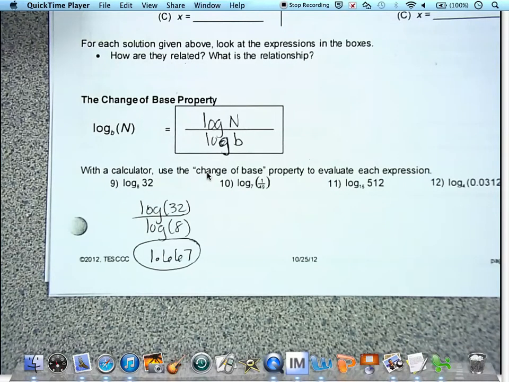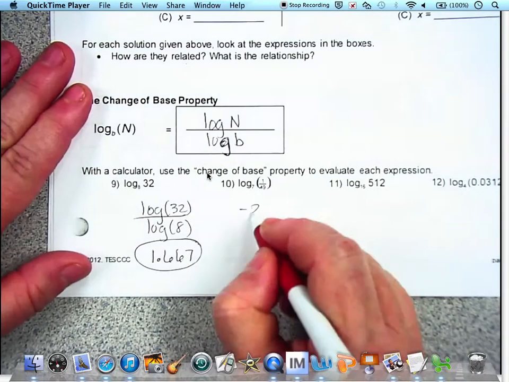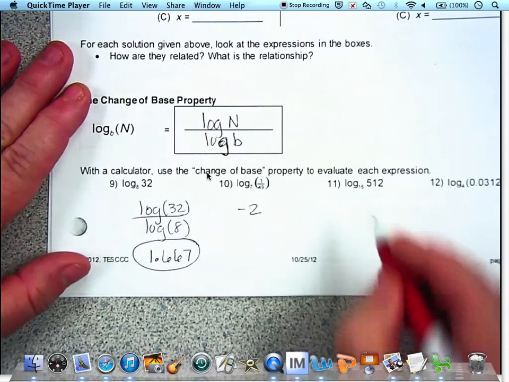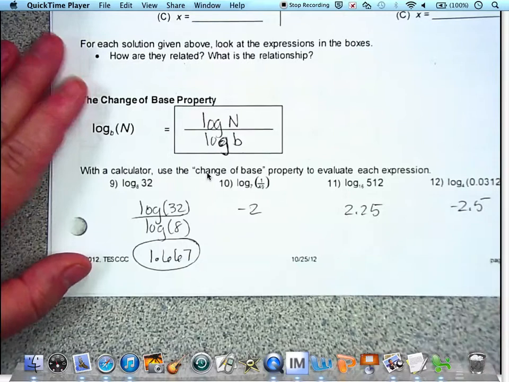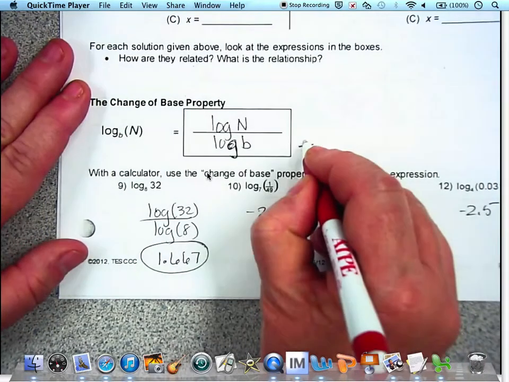Okay, did y'all get them all? Okay, what did you get for number 10? Negative 2. How about 11? 2.25. How about 12? Negative 2.5.